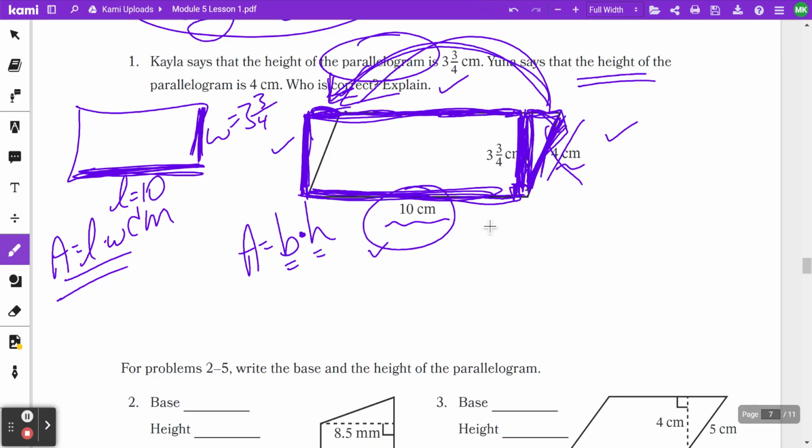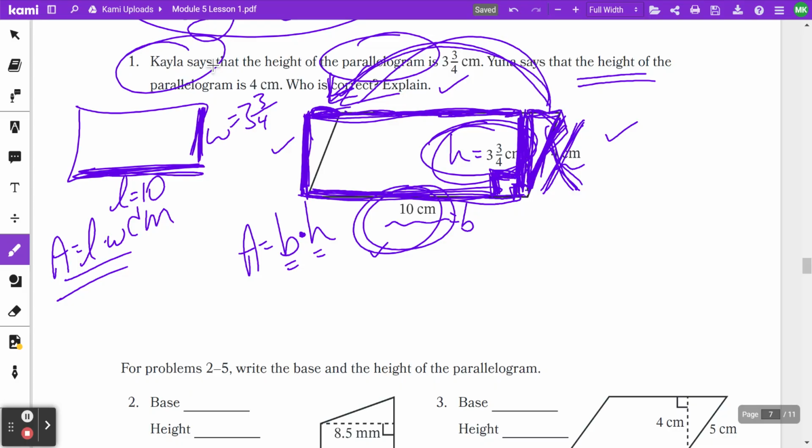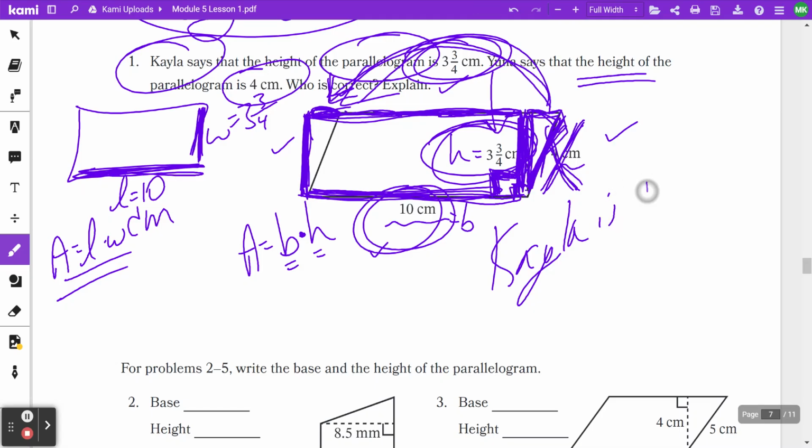So it's just a base times a height. This would be my base, and this would be my height. Notice that they do form right angles, and that's the trick of it. Only use two values that form right angles. That leaves this one out for sure. So who was right? Well, I think Kayla's right, because Kayla is saying that the height is 3 3/4 because that is what forms the right angle with the base. The 4 centimeter does not form a right angle with the base. So Kayla is correct.